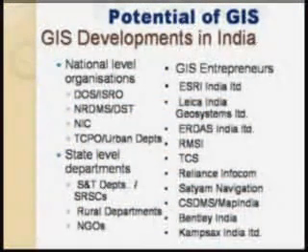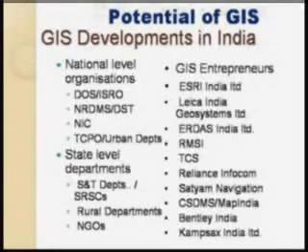And then there are so many GIS entrepreneurs: ESRI India, Leica Geosystems, ERDAS, RMSI, TCS, Reliance, and CSDMS. So many entrepreneurs are in the business of GIS and doing well. And a lot of universities, like those you are all participating from, have started GIS and remote sensing. It is basically based on demand. There is a lot of demand in the market, so all these things have been established.